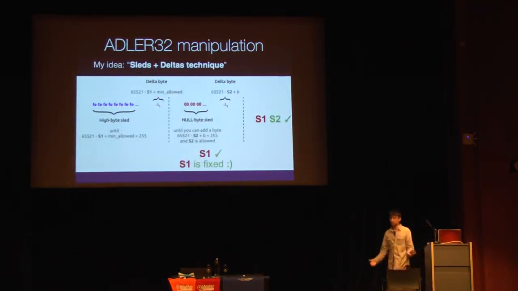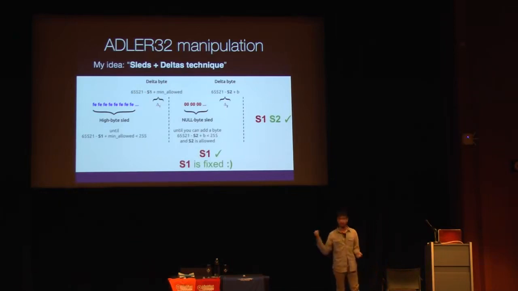One way of doing that, that's what I used, is having a high byte sled, in this case FE, for example, so that we overflow S1. We want S1 to be alphanumeric, and alphanumeric is usually a kind of low byte value, because of the ASCII table. So we overflow it, and then we add the first delta, delta 1, just to make S1 what we want it to be, like an A, a B, whatever.